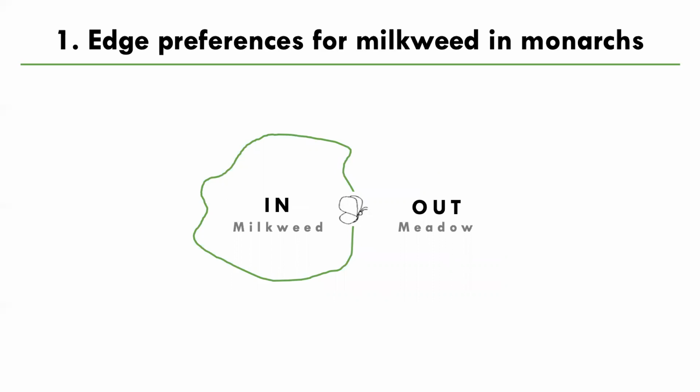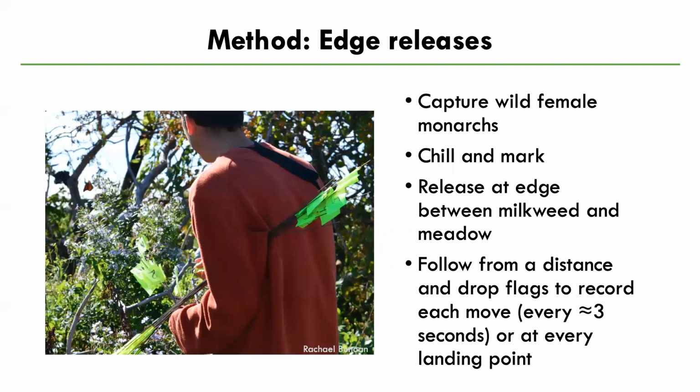So to ask the first question, all we need to do is release monarch butterflies at edges, and then we can ask whether they choose to move into milkweed or out of milkweed. So it's sort of like a binary choice experiment. We do this by capturing wild female monarchs, females because they are the egg layers. We chill them and mark them, and then we release them at the edge between milkweed and meadow.